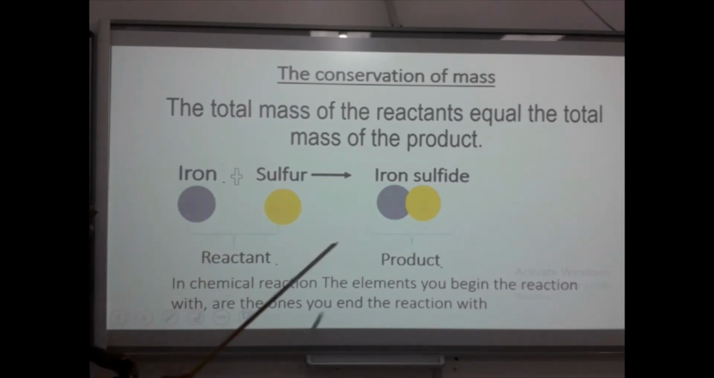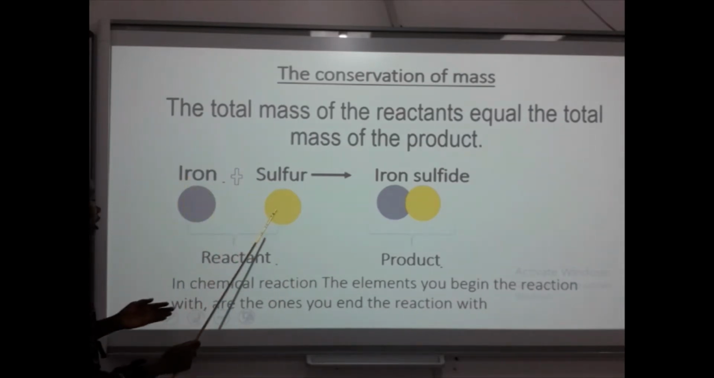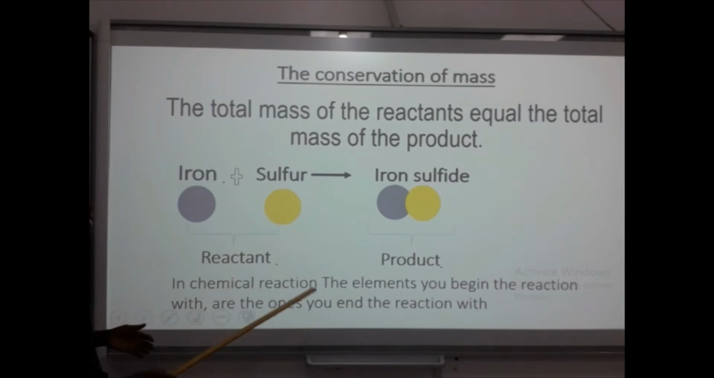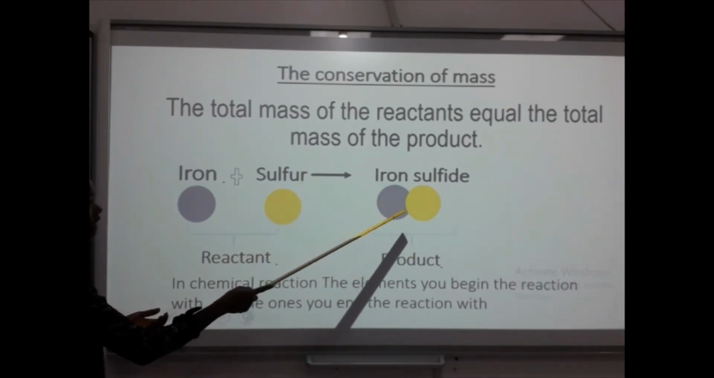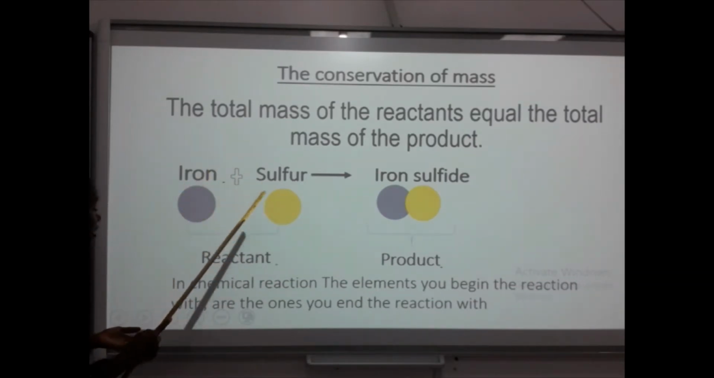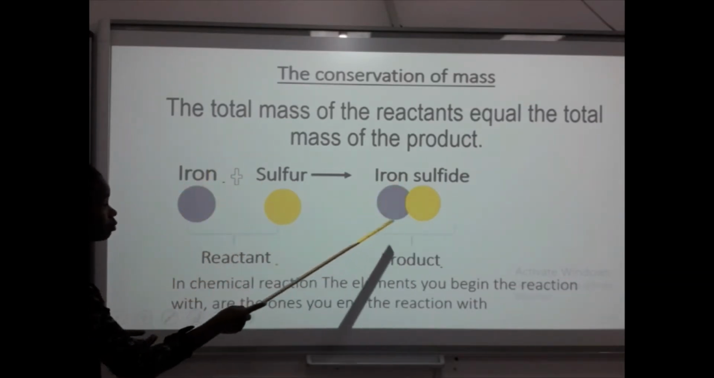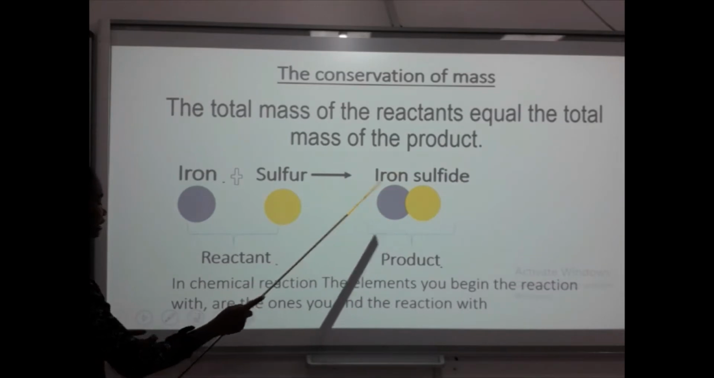Now looking at this equation again, we have iron plus sulfur, which are the reactants. It gives rise to a new product, which is iron sulfide. We can see that the same elements we have here, iron and sulfur, are the same that we have in the product, iron sulfide. Just the arrangement is what makes the difference.